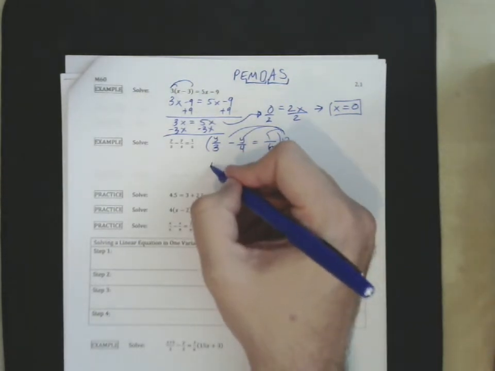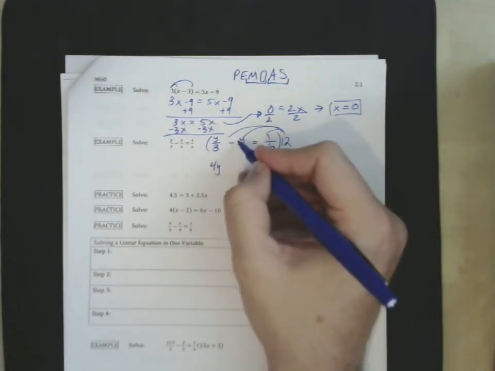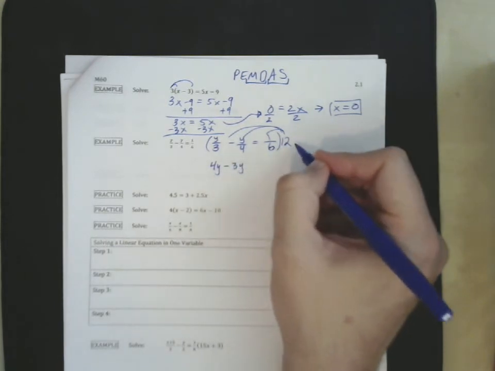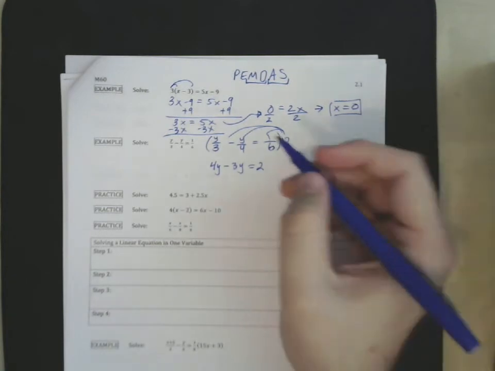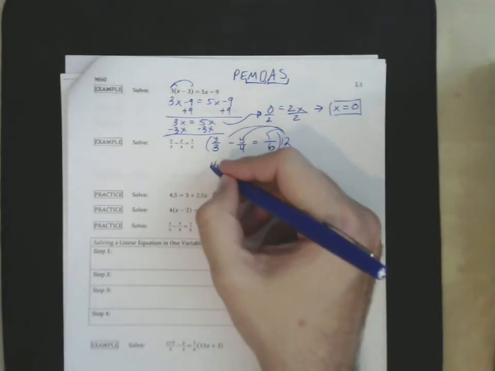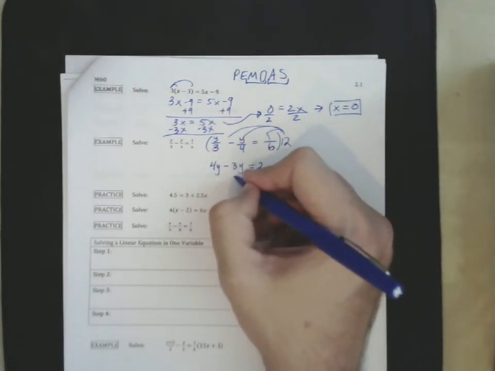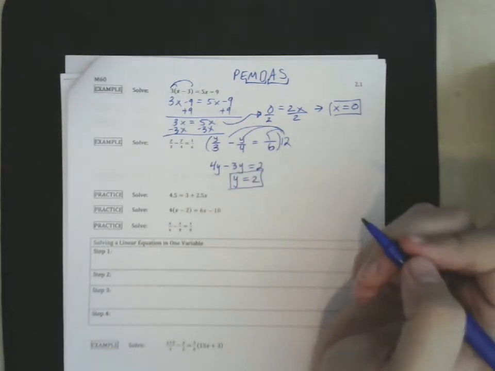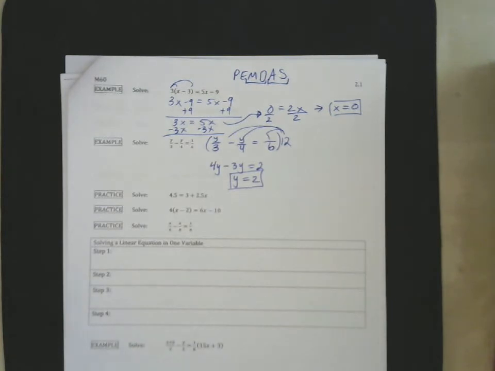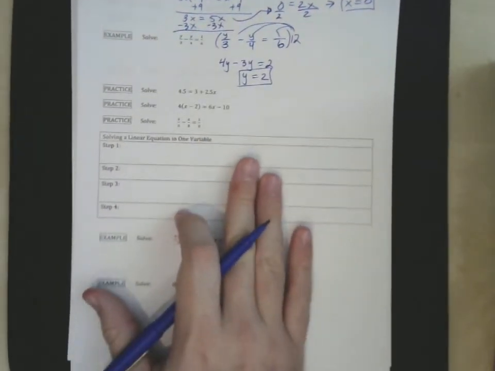12 over 3 equals 4y. 12 over 4 equals 3y. 12 over 6 equals 2. And so 4y minus 3y equals 2. Simplifying, 4 minus 3 is 1y equals 2. Now, of course, we could have solved this with fractions and left the fractions in there. But again, like I said, if you're like me, you don't like fractions that much. So there's some practice problems here for you to work on.